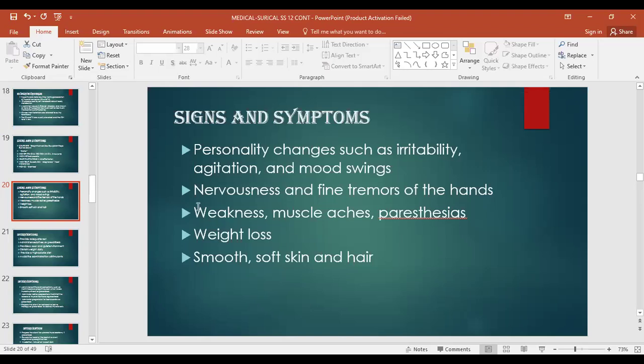Then weight loss, because they are usually what? These patients are usually hyperactive, they are always moving from one place to the other. They can't just sit in one place, like a patient with hypothyroidism. Then their skin will be smooth, soft, unlike a patient with hypothyroidism.